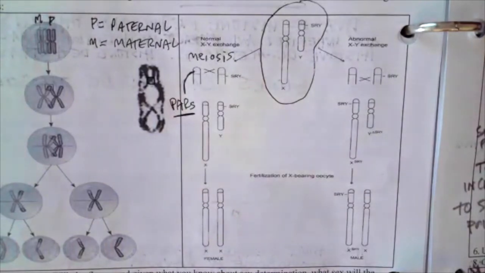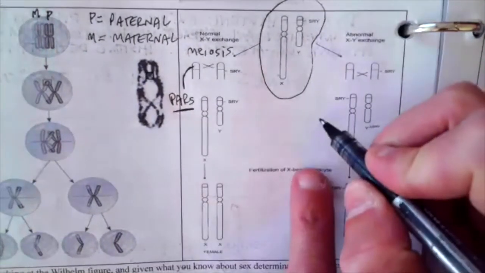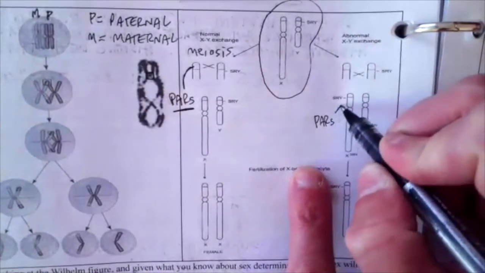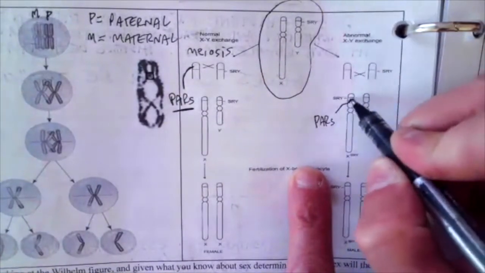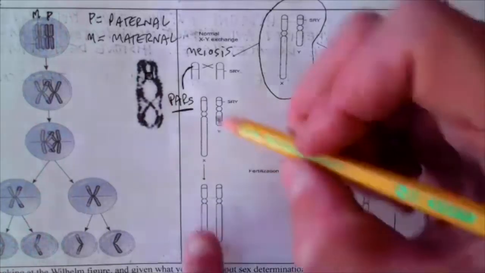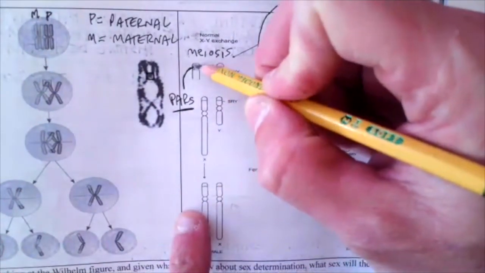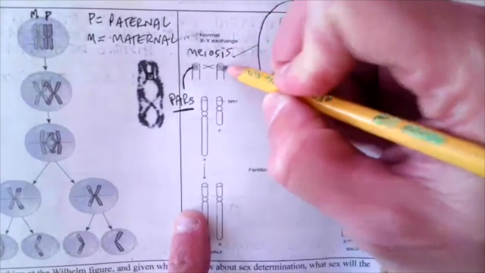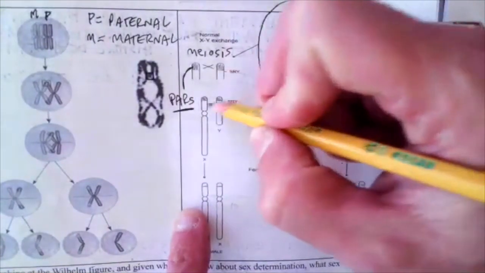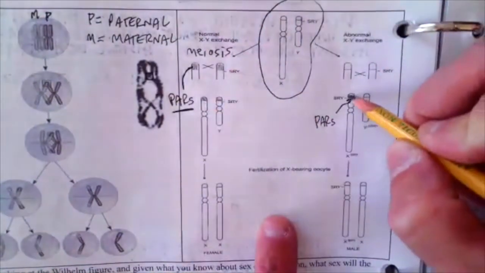Okay, and over here we're looking at the pars region too. You might even want to color that in with a pencil. That's what I'm going to do real quick. All right, okay. That's the pars region right there. During meiosis, crossing over occurs, and this was normal. Nothing happened to the SRY gene.